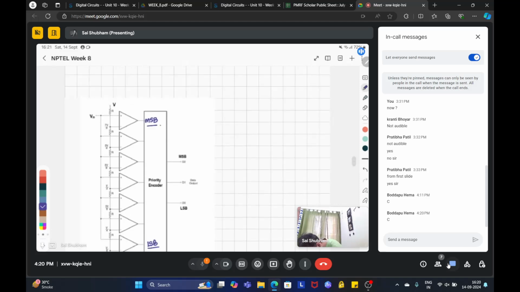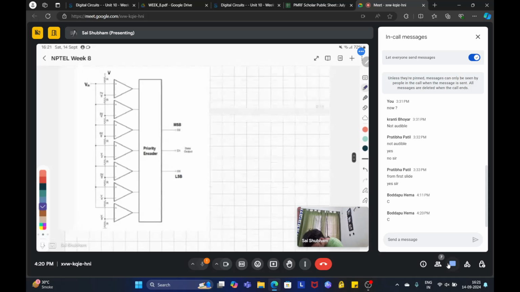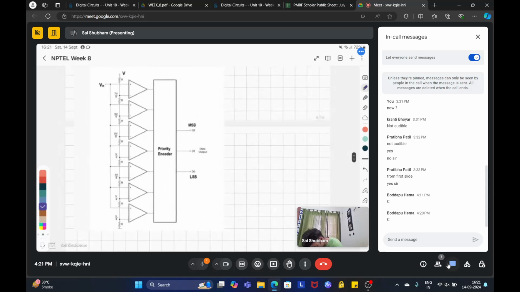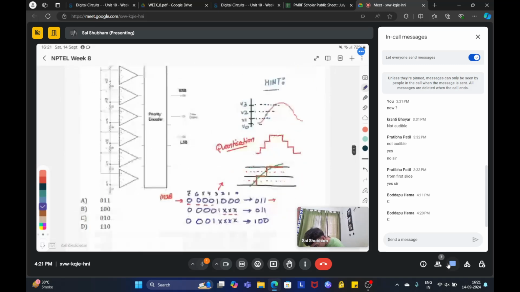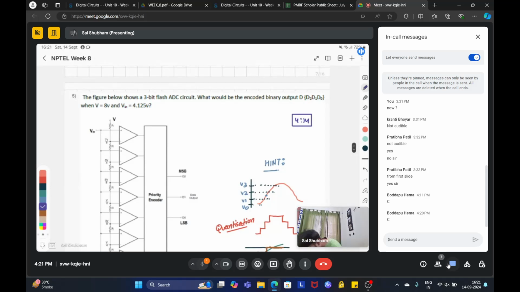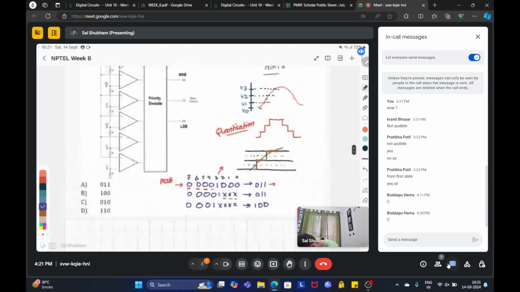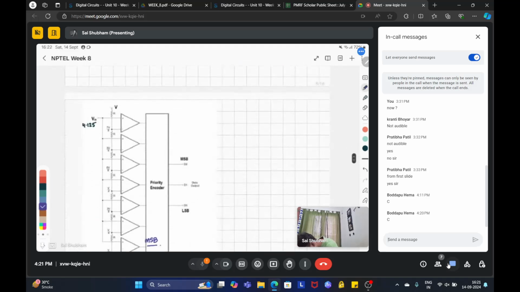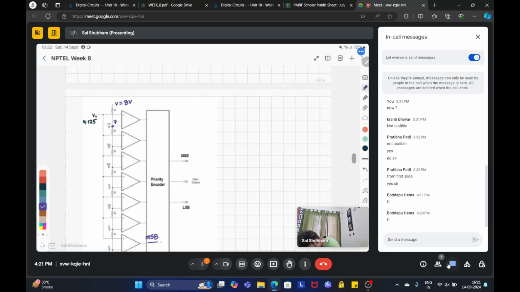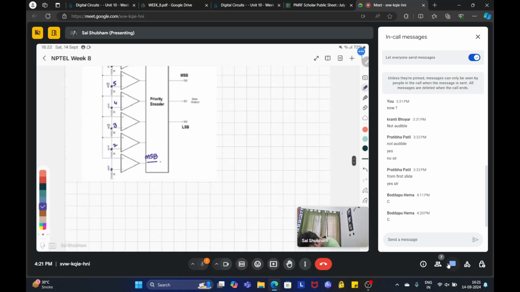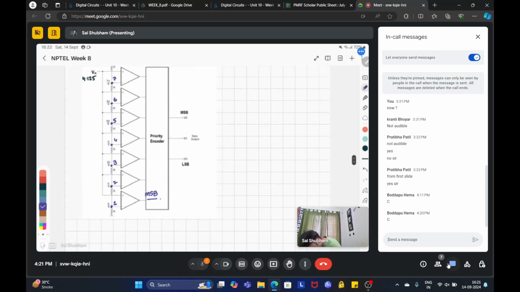So we have input voltage 4.125. This voltage is 8 volt. So this is 8 volt. So this node is 7V by 8. So this is 7 volt. This is 6 volt, 5 volt, 4, 3, 2, and 1.